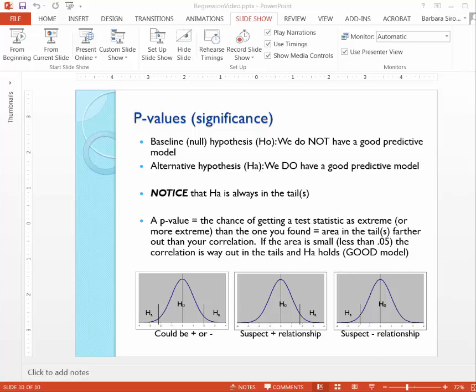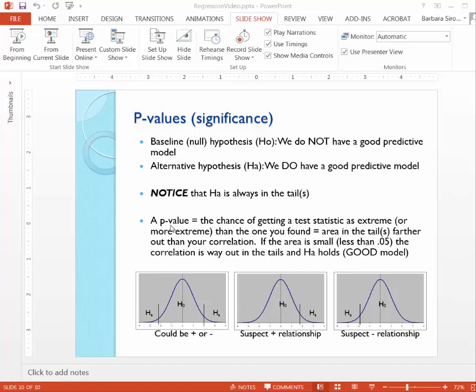So that would be, yes, we do have a good predictive model. That's what we will believe if we have proven it beyond the shadow of a doubt. Notice on this picture that the HA is always in the tails. So in the center of the curve is no good predictive model. If the correlation is really high, close to 1, or really low, close to -1, that's when we know the predictive model is good.